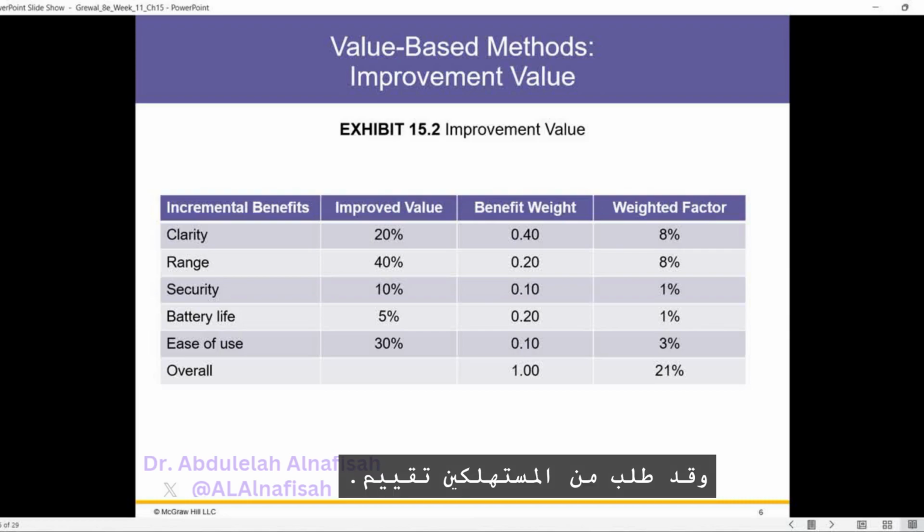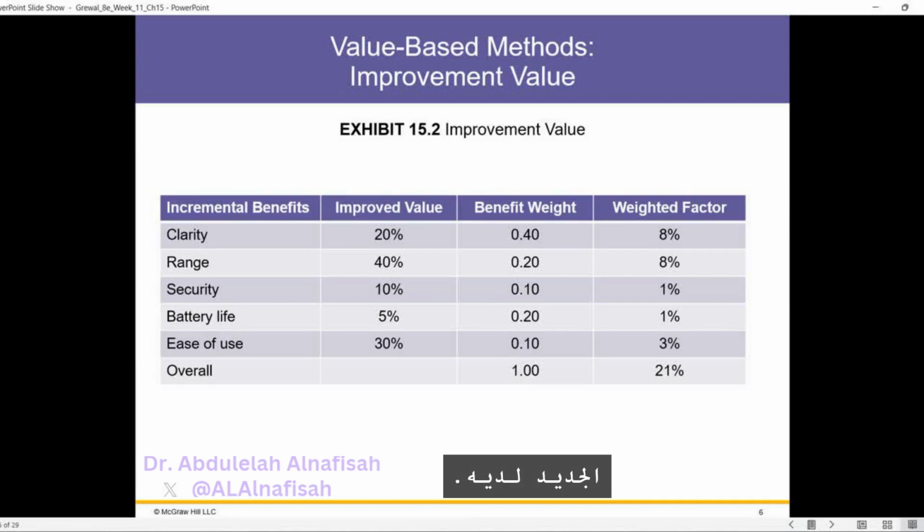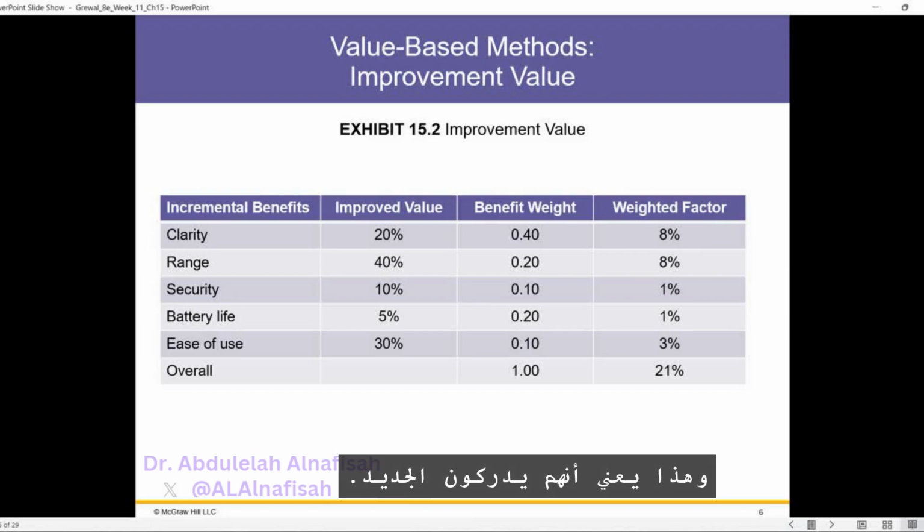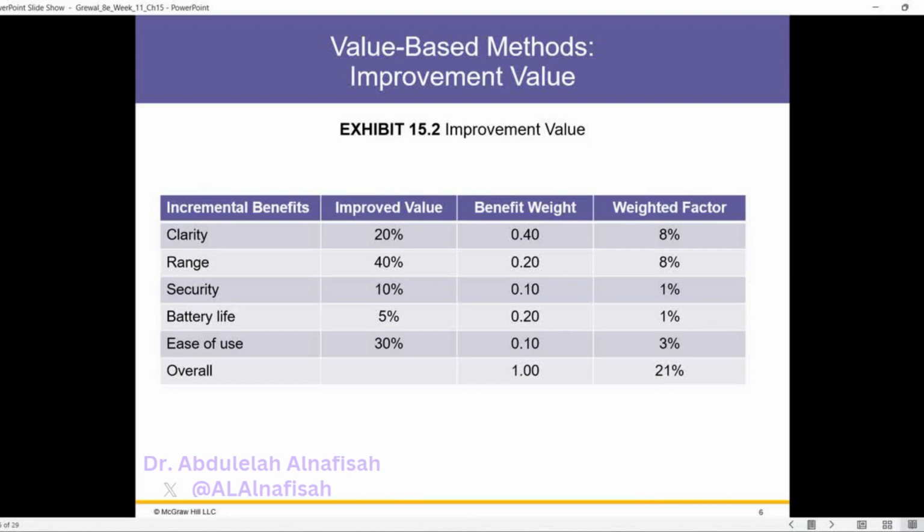The consumers were asked to evaluate the new cell phone on 5 dimensions: clarity, range, security, battery life, and ease of use. According to the survey results, the consumers indicated that the new cell phone has 20% more clarity than the comparison phone. This means that they perceive the new phone to have better clarity than the existing product.